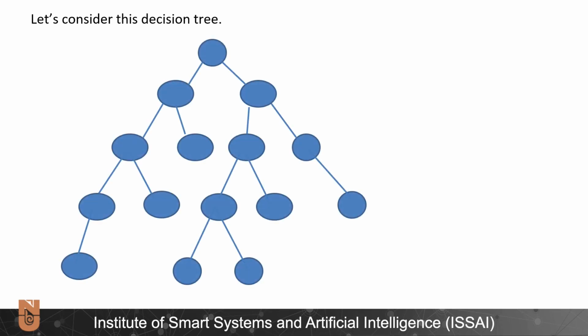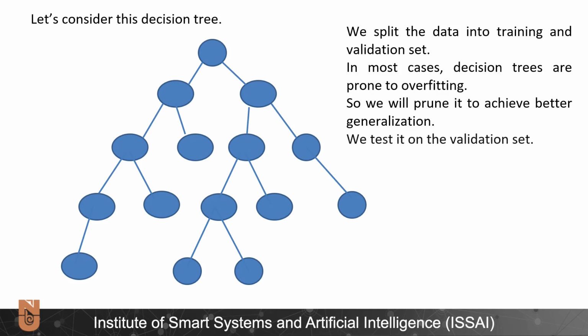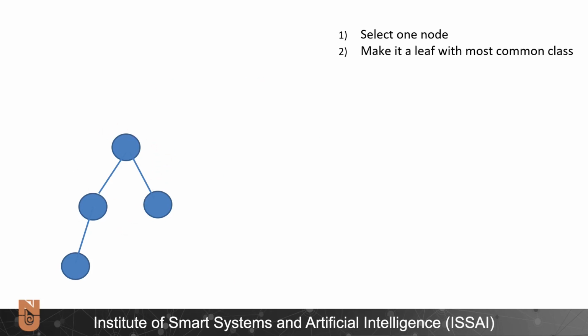Let's consider this decision tree consisting of many nodes. We split the data into a training and validation set. In most cases, decision trees are prone to overfitting, so we will prune it to achieve better generalization, and we will test it on the validation set. As the algorithm suggests, let's select one node. Let's choose this node. After choosing this node, we'll make it a leaf with the most common class. Let's suppose that this is the most common class, and we will assign this class to this node and make it a leaf.